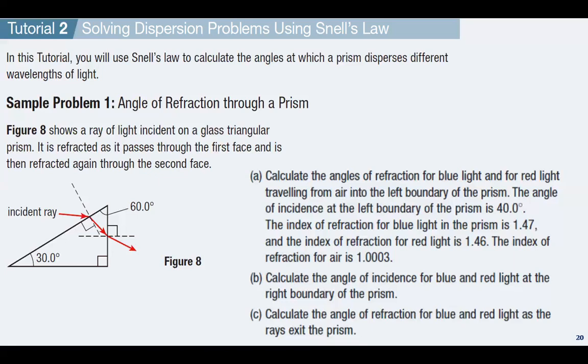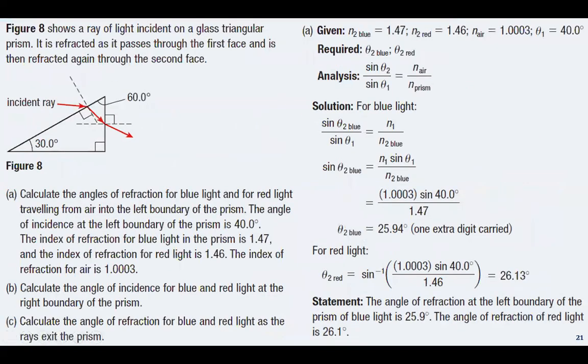All right, let's have a look at the solution together. Okay, consider question A first. We are given the following information. We know the index of refraction n2 blue is 1.47, and n2 red is 1.46. And the index of refraction of air is 1.0003. Theta1 is 40 degrees, right?